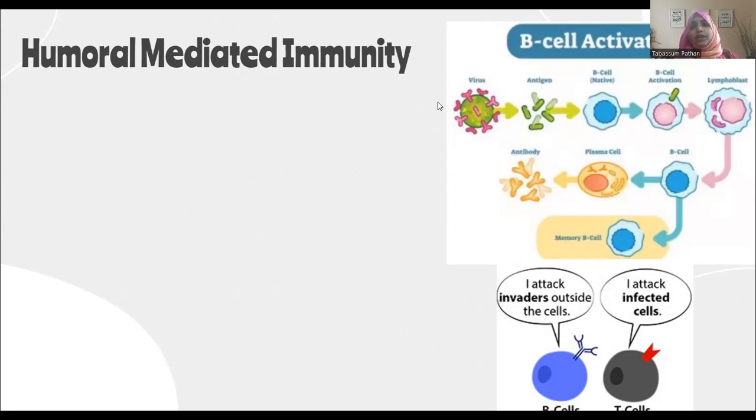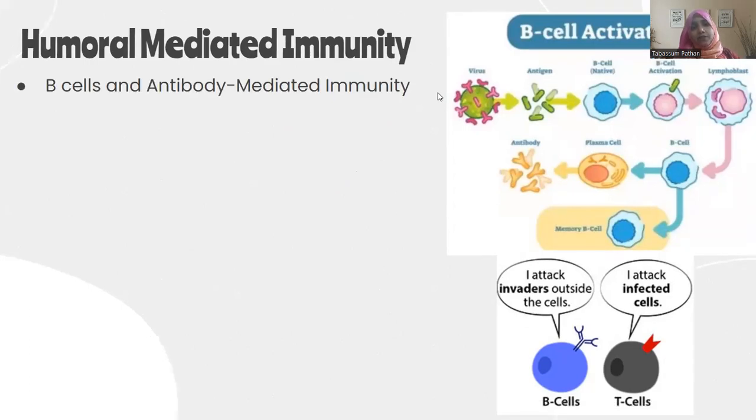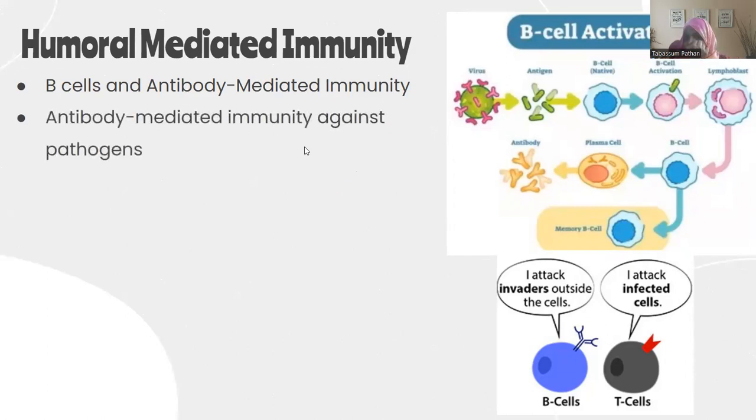So, in humoral immunity, basically, B cells are involved and antibodies will be produced by the B cells. So it is known as B cell and antibody mediated immunity. These B cells will produce certain molecules which are known as antibodies against the antigen. Antigen is any foreign bacteria or any foreign microorganism that can cause disease. So, to fight against it, the B cells will release what? Antibodies. So it is antibody mediated immunity against the pathogen.